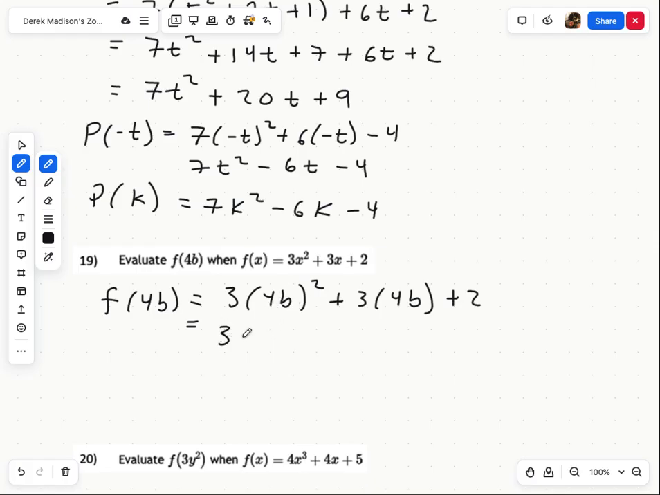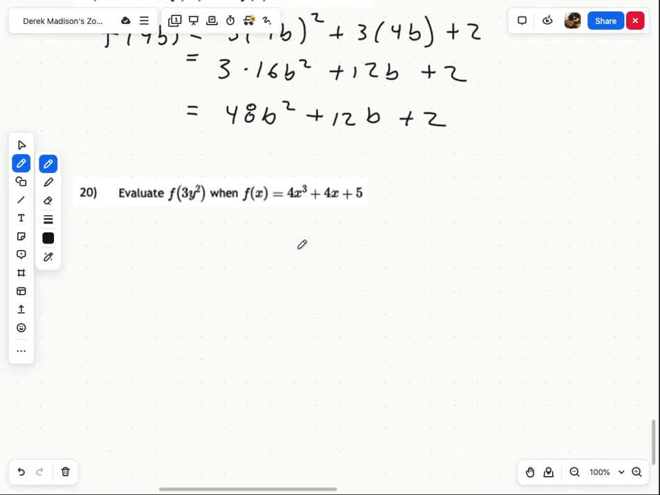4b times 4b would be 16b squared. Careful to get the 4 squared along with the b. 3 times 4 gives us a 12b right there, plus 2. And then just cleaning up that last bit a little bit, we'd go 3 times 16 is 48b squared, plus 12b, and plus 2. So all the math, we really already know how to do that. The only thing really new in this section is the notation and understanding what it wants us to do.